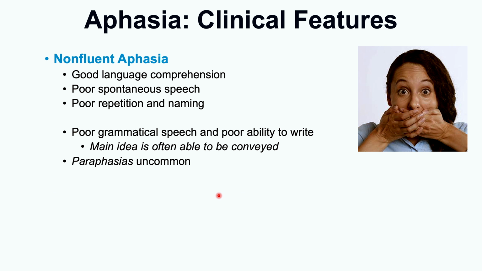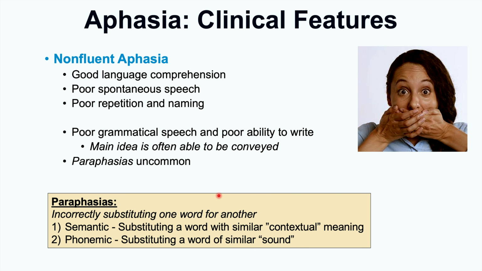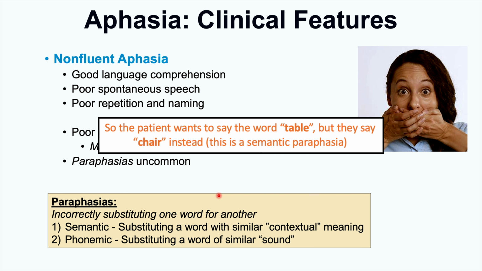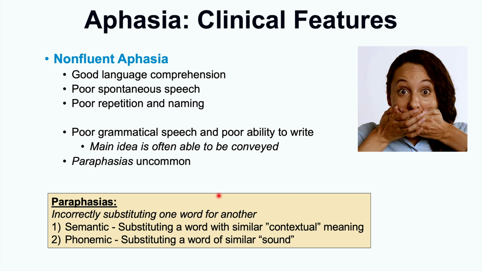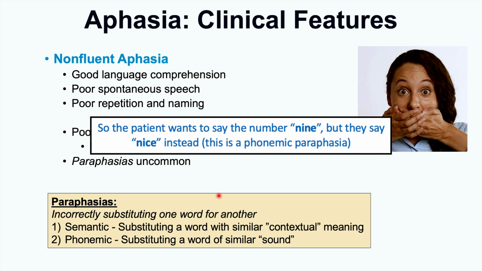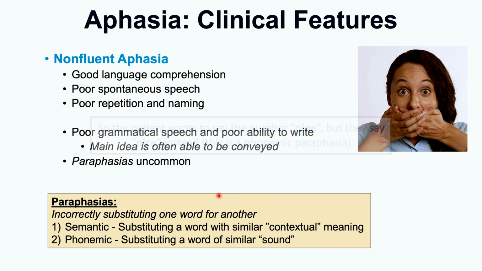You might be wondering what paraphasias are. Paraphasias are when a patient incorrectly substitutes one word for the other. There are actually two types of paraphasias. One of them is semantic paraphasias, where the patient substitutes a word with a similar contextual meaning. So this could be substituting table and chair, for instance. The other type of paraphasia is phonemic paraphasia, where the patient substitutes a word of similar sound. So they might say nine and nice, for instance. Those might be paraphasias they may use.